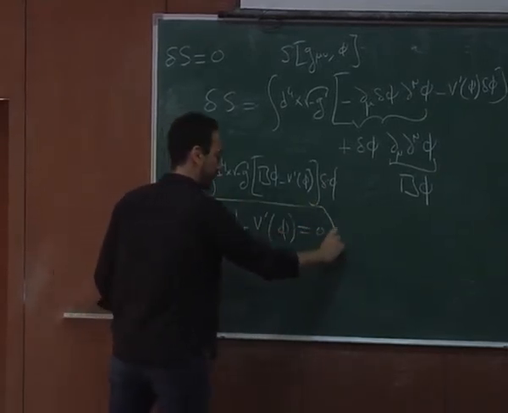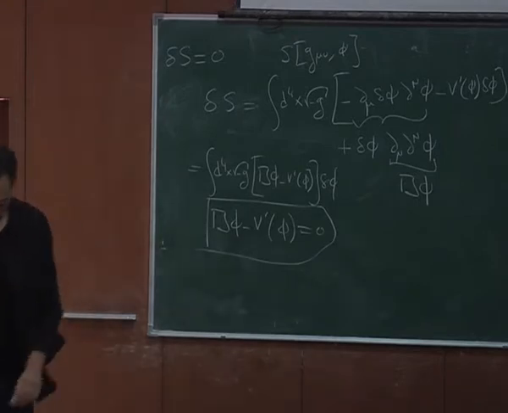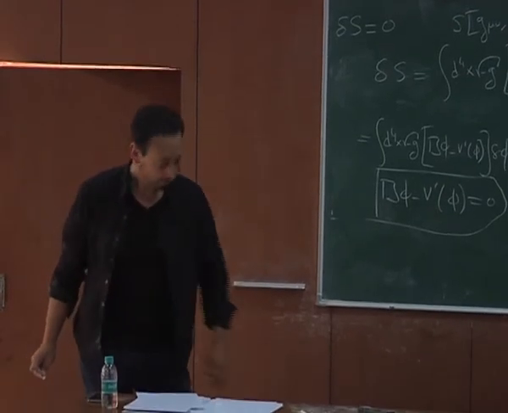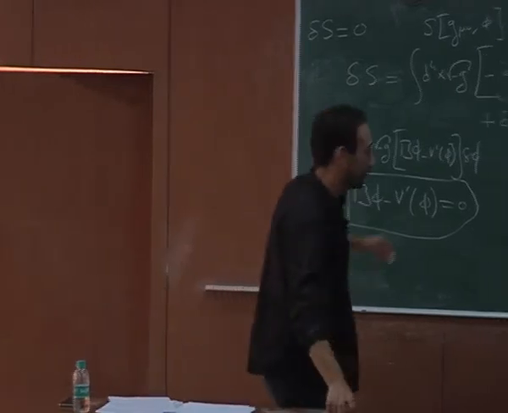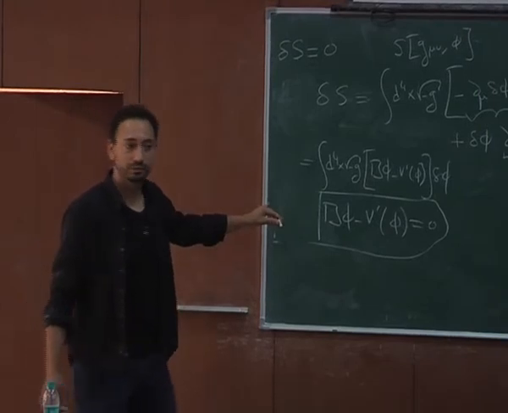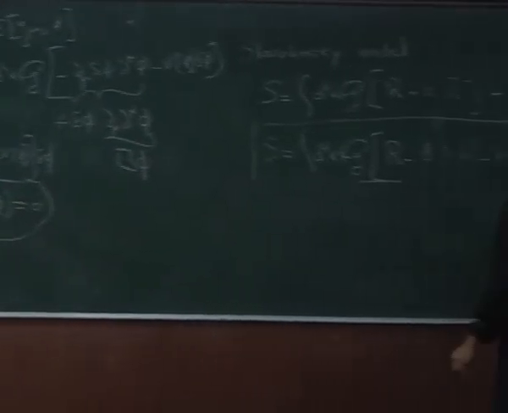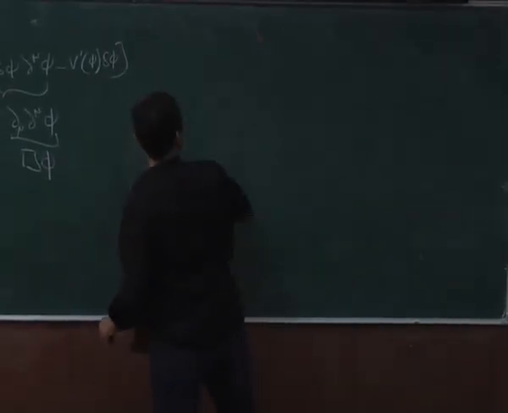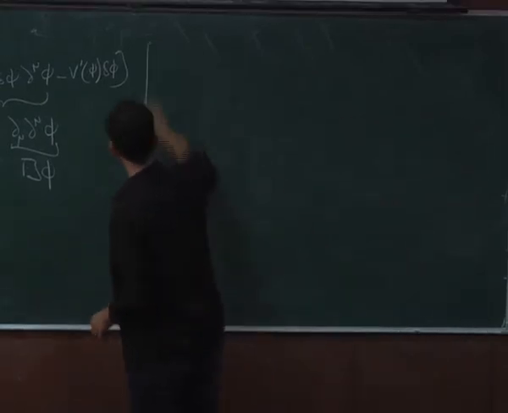So one of my equations is the following, which is called the Klein-Gordon equation. And I will have a second equation, which is if I do the variation with respect to the metric. I don't know if you have questions on the variation of this action. And the second variation actually will be variation with respect to the metric.